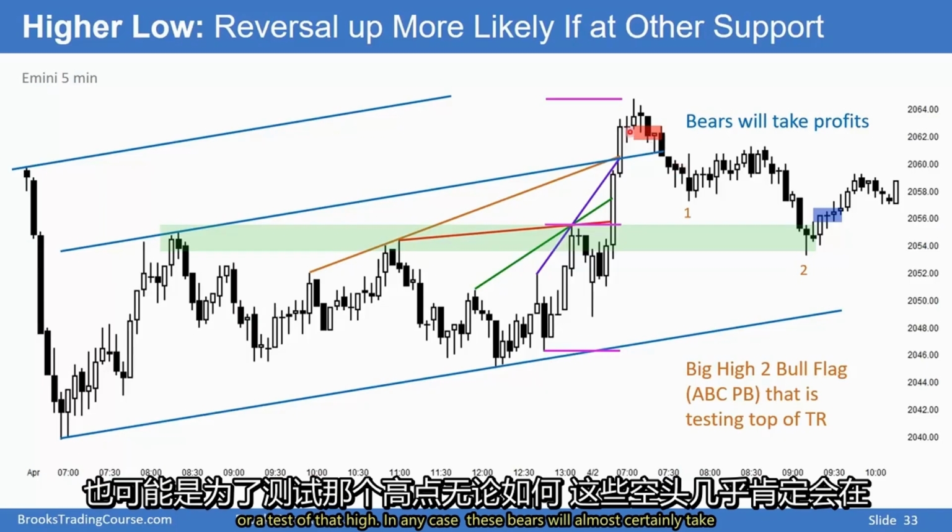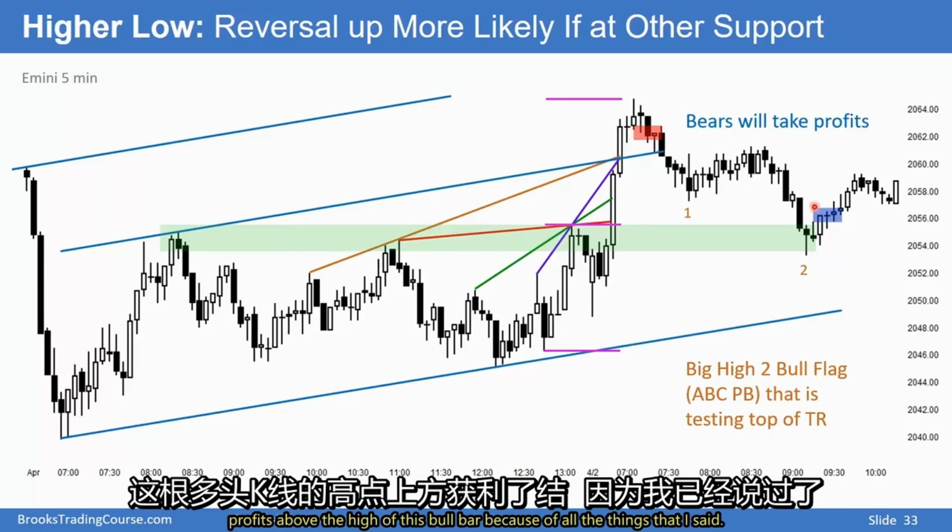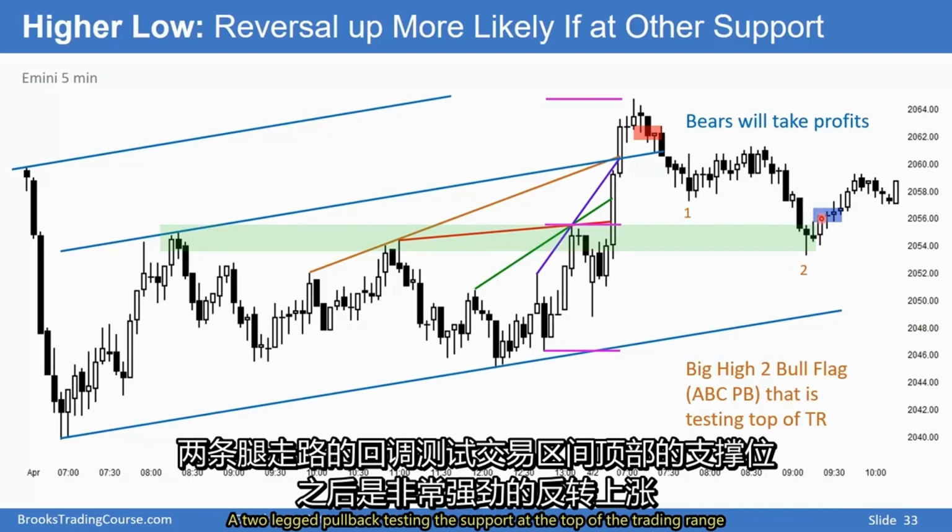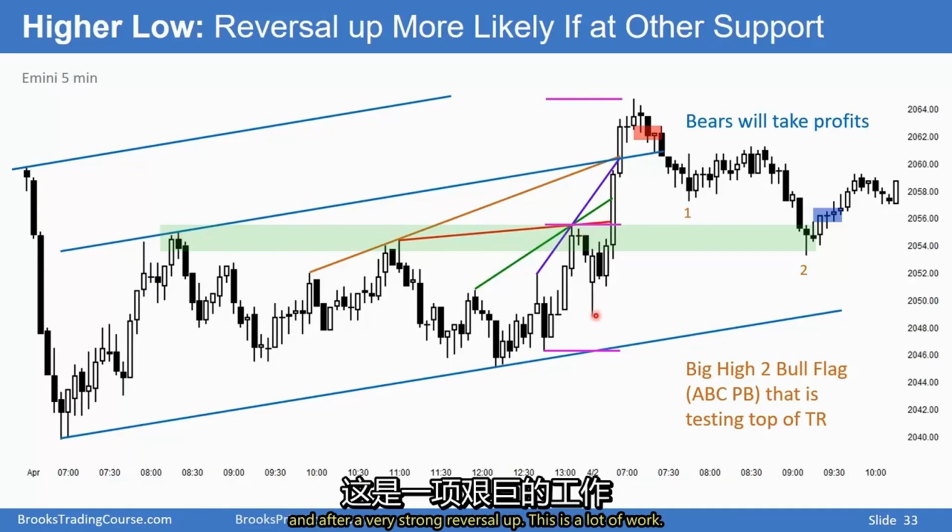In any case, these bears will almost certainly take profits above the high of this bull bar because of all the things that I said. A 2-legged pullback testing the support at the top of the trading range, and after a very strong reversal up.